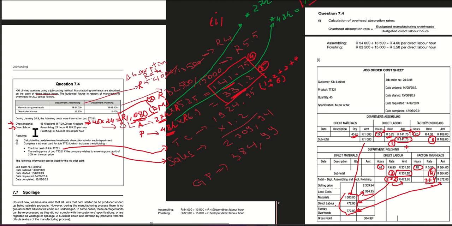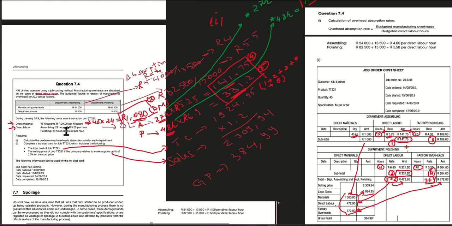Remember, the three musketeers: direct material, direct labor, overhead. So direct material, 45 kilograms times 24 gives you 1,080 rand. For the direct labor, you have 27 hours multiplied by 5.25 per hour. That is for direct labor. That's not indirect. That's not overhead.